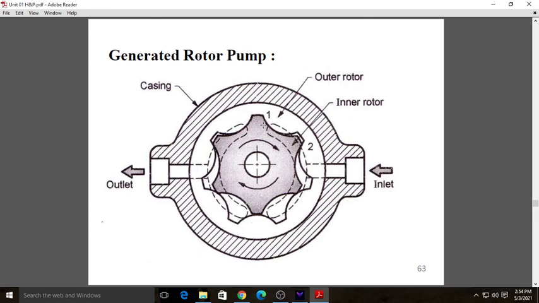The size of each pocket goes on increasing as the rotor rotates, thus more oil fills the pocket. After 180 degrees of rotation, further rotation causes the size of the pocket to reduce, causing the oil to flow out of the pocket. Thus from each pocket, oil is sucked in from the inlet port during the first half of rotation, and delivered to the outlet port during the next half. There are 6 such pockets. 3 of them are performing suction while the remaining 3 are delivering the oil. And this is the working of the generated rotor pump.